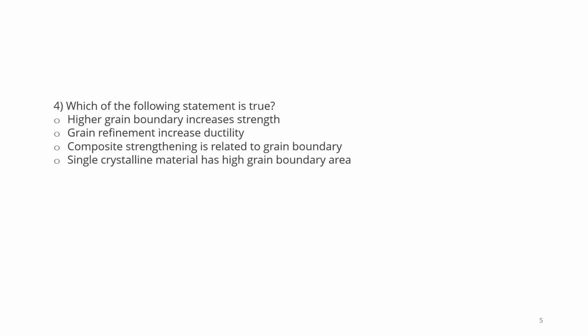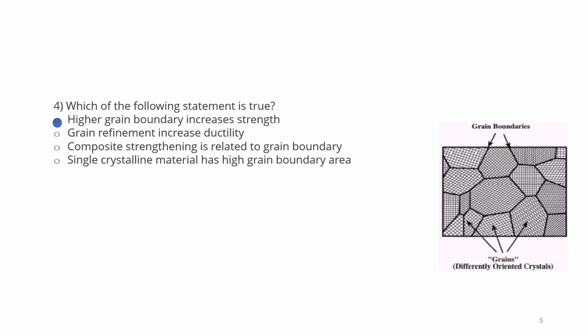Next is, which of the following statements is true? Your options are: higher grain boundary increases strength, or grain refinement increases ductility, composite strengthening is related to grain boundary, or single crystalline material has high grain boundary area. So the correct answer here will be the first one.